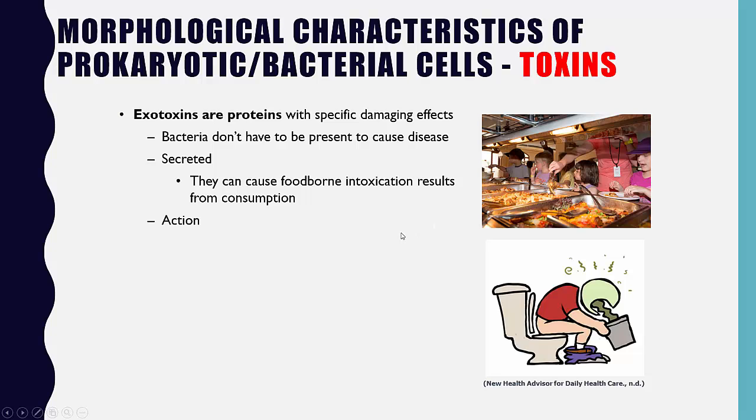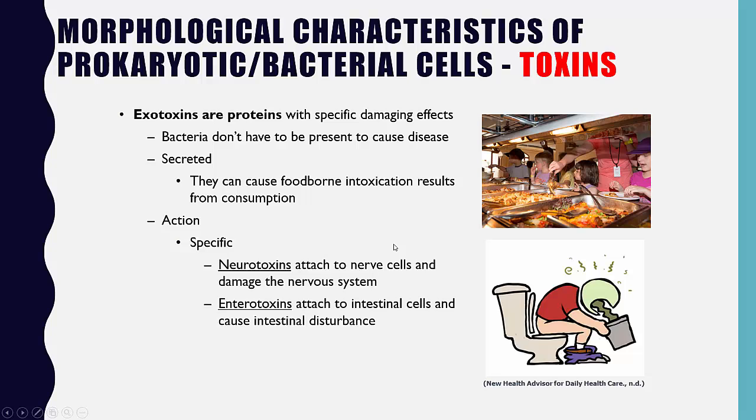So the action of exotoxins, well, it depends. Each exotoxin has a specific cell that it'll attach to. It attaches to receptors like hormones, if you remember that from your physiology. So it'll find a special little receptor on a special little cell. If a bacterial cell secretes a neurotoxin, that is going to attach to a nerve cell receptor and damage a nerve cell and therefore all the cells in the nervous system. An enterotoxin is going to attach to intestinal cells and cause intestinal disturbances.